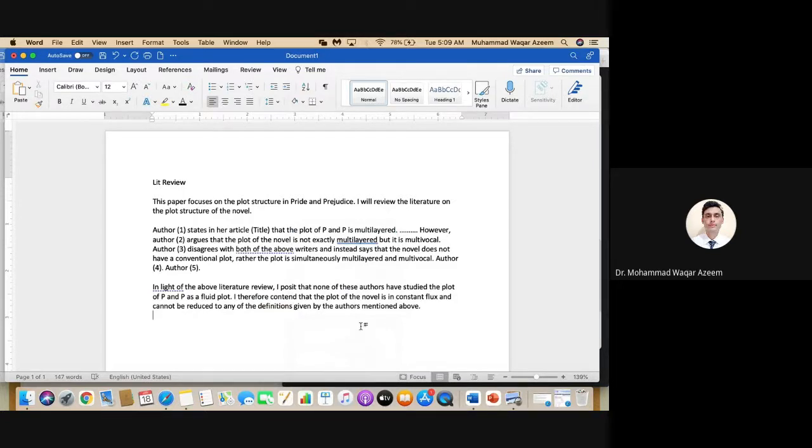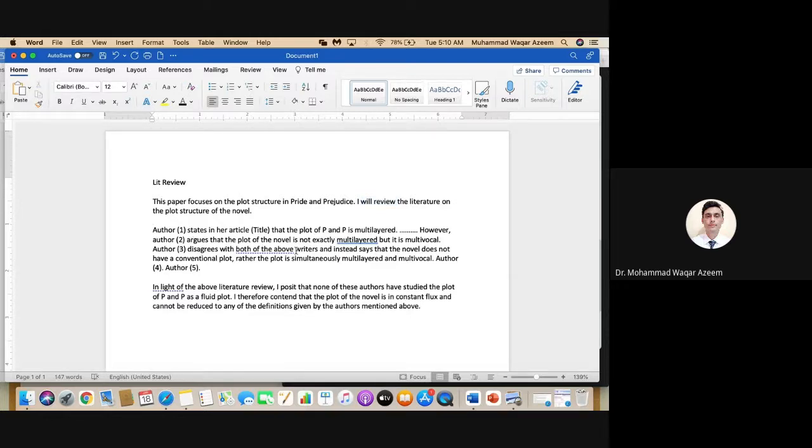Okay, so can you confirm if you can see everything on your screen? Yes, sir. Okay, now what you have done over here is you began with the general statement, but this general statement is general in the sense that it gives an overarching statement about what your review is going to be about. So the paper focuses on plot structure. Therefore, the review will study the literature just on the plot structure and nothing else.